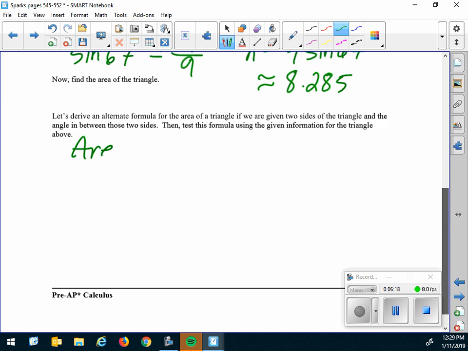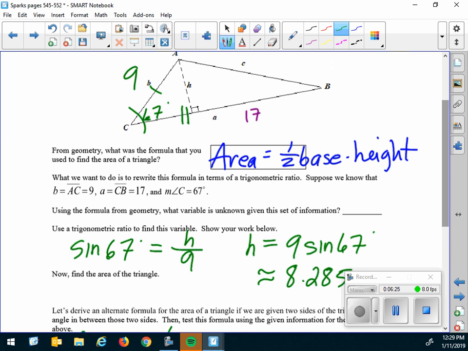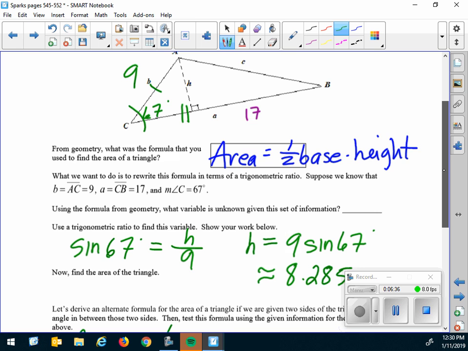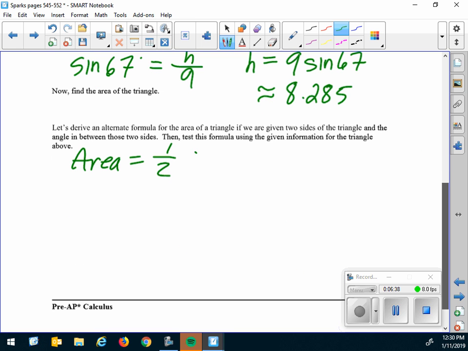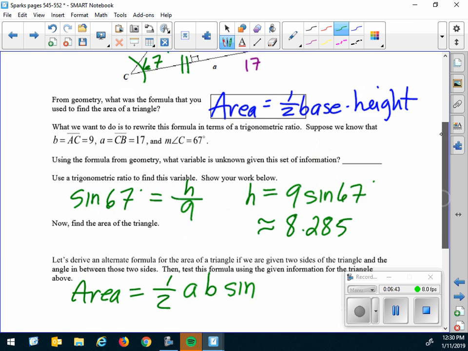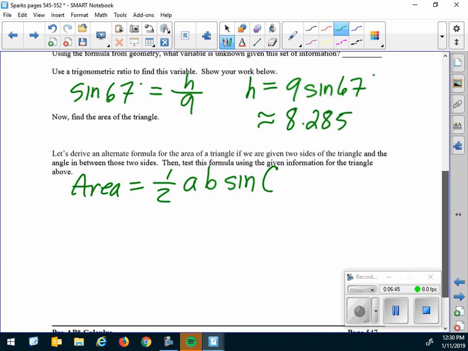Area equals, now we know it's 1/2 times base times height. In this particular case, what was the base? 17. What we knew was the 17 and the 9, right? Hang on just a second. It was 1/2 times A times B times the sine of what? Well, what angle was it? C. Area equals 1/2 AB sine C. We'll pick up there after lunch.